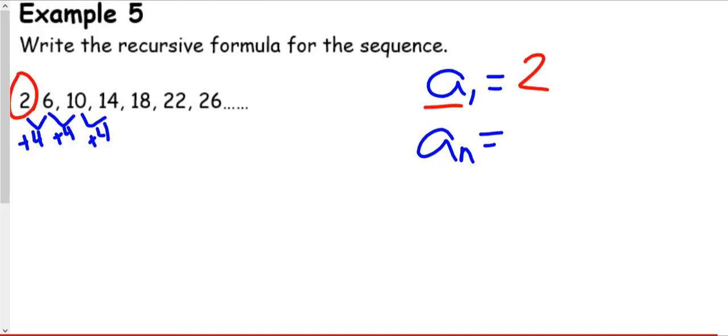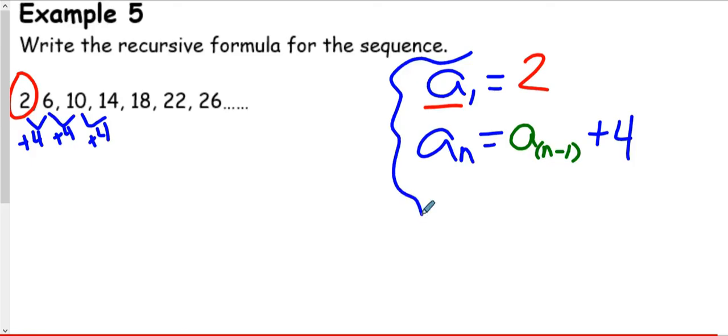Great. Now to write that recursive formula, we need to take the previous term. How do we write the previous term? We're going to use A with n minus 1. And then what are we doing with that previous term? We're adding 4. So here is your recursive formula for this sequence.